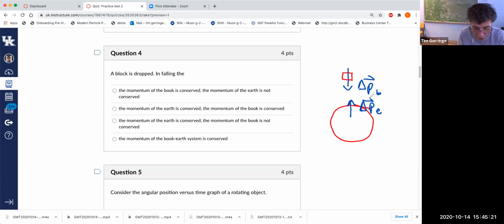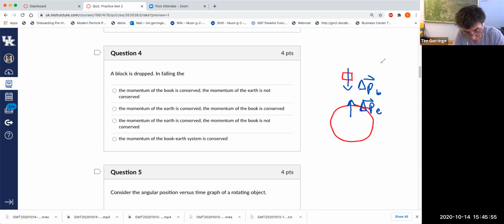If you were to watch these momentum vectors as the book is falling, the book's momentum vector will get larger and larger in the downwards direction. The Earth's momentum vector will get larger and larger in the upwards direction. The book's momentum is not conserved, it's growing. The Earth's momentum vector is not conserved, it's growing. But the sum of the changes in momentum of the book and the Earth, that is staying the same.